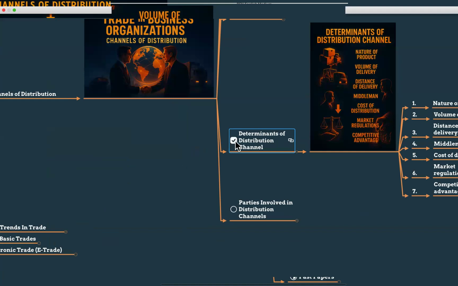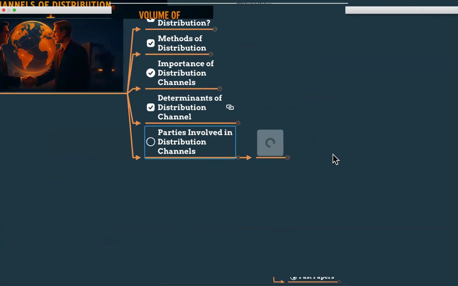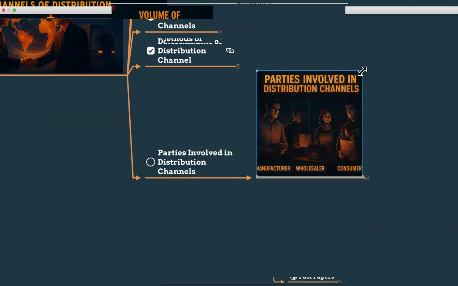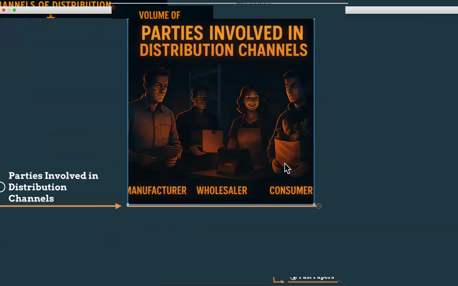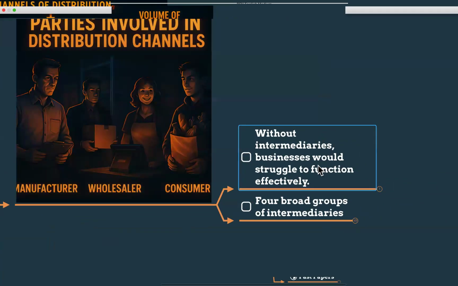So that is all about determinants of distribution channels and the parties involved in a distribution channel. Let's talk about the intermediaries a little bit. So who are the intermediaries? Let me explain the parties involved in distribution channels. My dears, these are different types of middlemen who help products move from the manufacturer to the consumer.